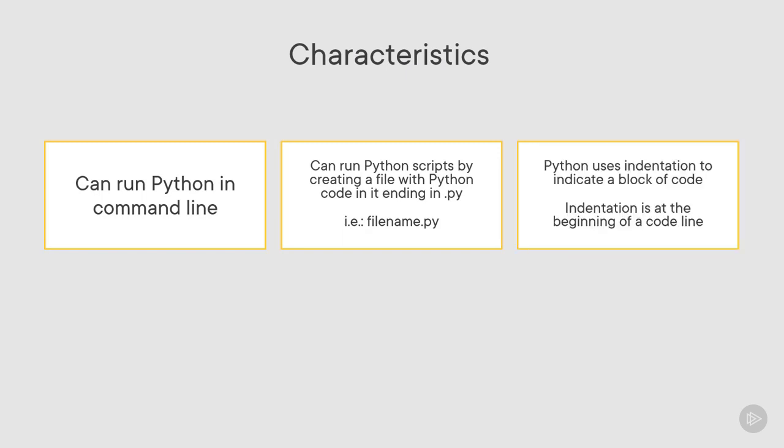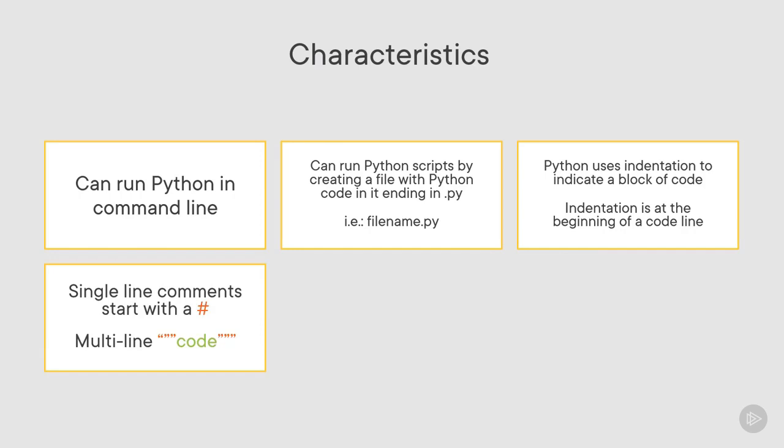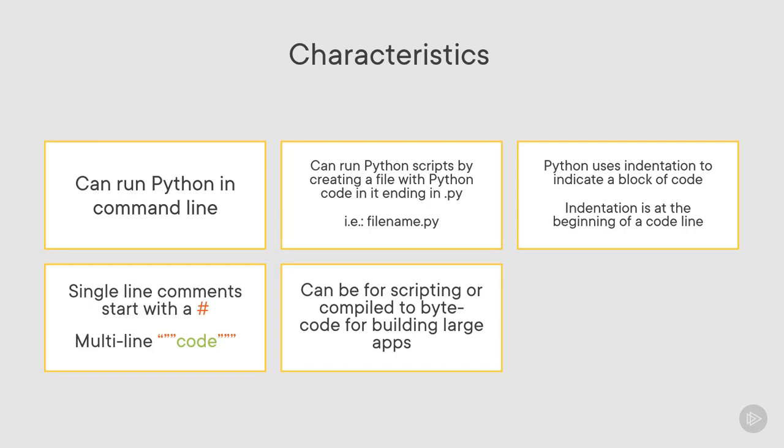Python uses indentation to indicate blocks of code. So this is critical, and we're going to give you an example of what this looks like. Single line comments start with a hash, and multi-line comments start with three quotation marks and end with those. So keep that in mind, because I know comments are important when you're writing code and when you're writing scripts. Python can be used for scripting, or it can be compiled into code for building larger applications. And Python has automatic garbage collection, so it does some cleanup there for you.